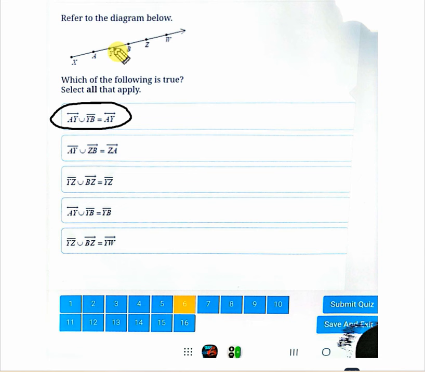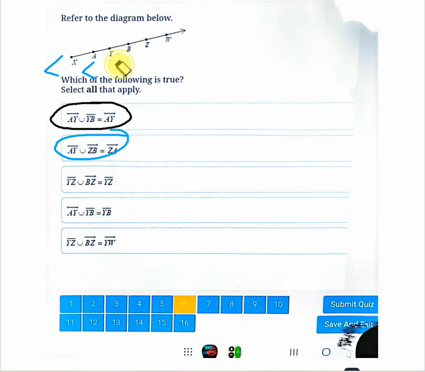Next one, what is it? AY, segment AY. And then we have ZB. So ZB goes in this direction, right? So where's the intersection? Union, sorry. They're saying ZA, ray ZA. Yep, that is because it includes Z and it's also going in this direction. So that's going to be one of the answers.